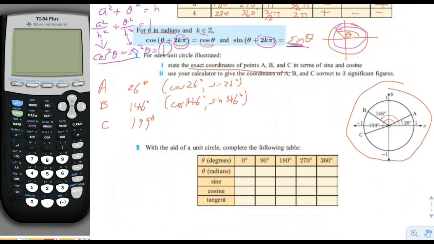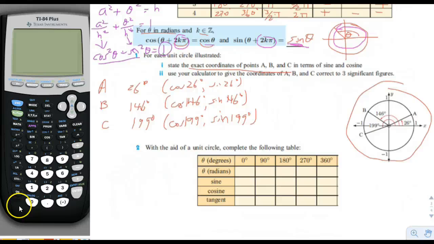If they say to find it exactly, the only option is to leave it in terms of cosine and sine, because these are not special angles like 30, 60, 45, which might give you whole numbers. These are just any old angles, okay?